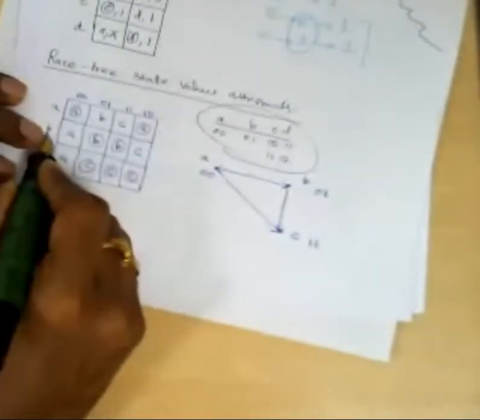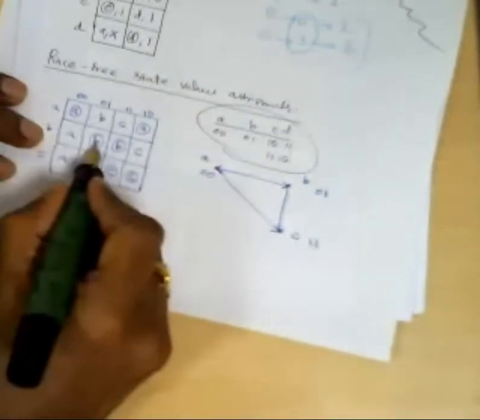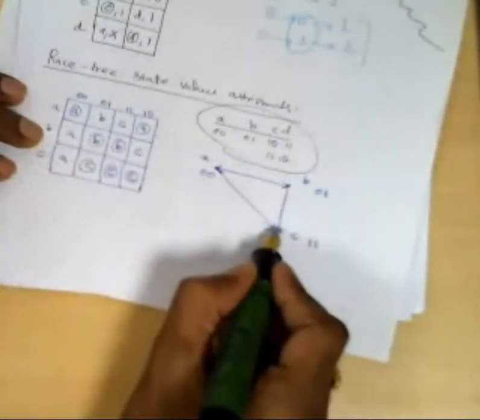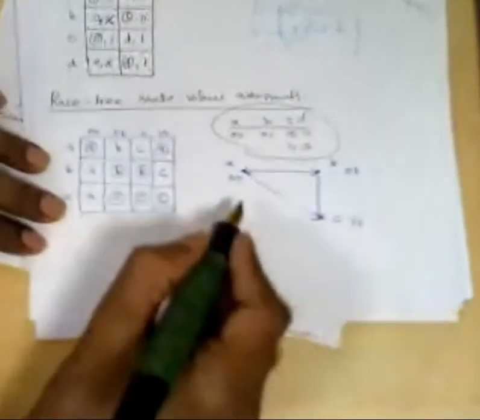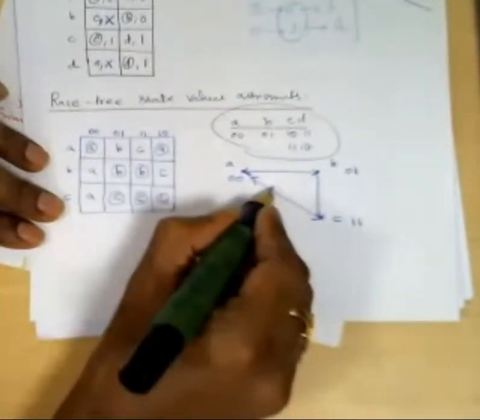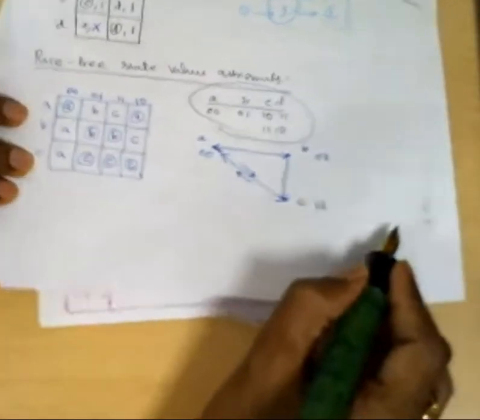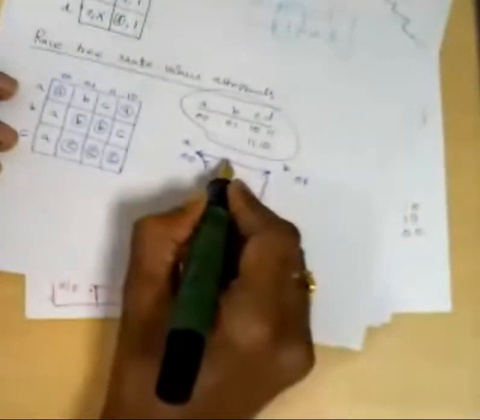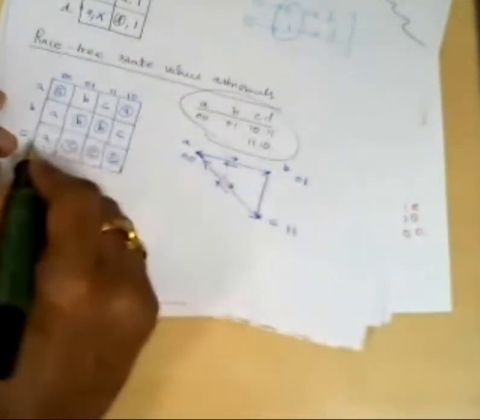Then you come to B, B to A is also there. So we indicated already. Then B to B, B to C is also there. We indicated already. Then you come to C, C to A. So C to A is also there. It is coming here also. There is a transition from A to C and then C to A also. In the same way, there is a transition from A to B as well as B to A, and then C to C. But no transition from C to B.